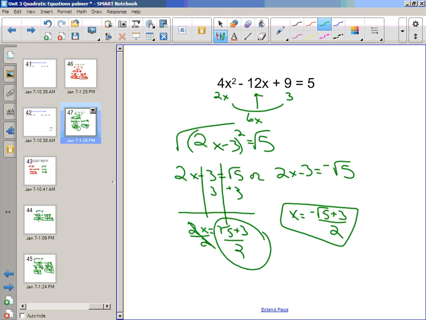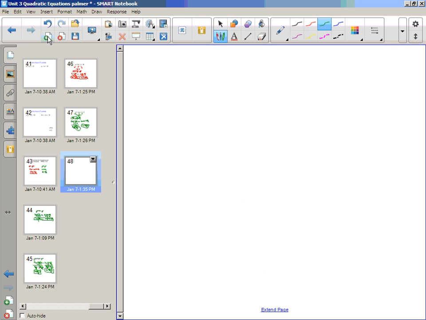Before I send you off to take the quiz on Apex, I want to go over one more thing because they're going to simplify some of these problems. We haven't talked too much about simplifying radicals, but let's say you have the square root of 8. Radicals can sometimes be simplified.